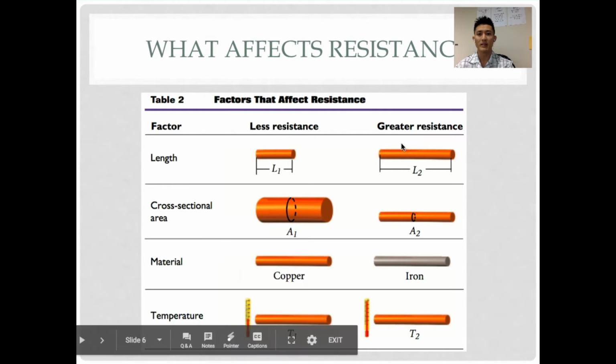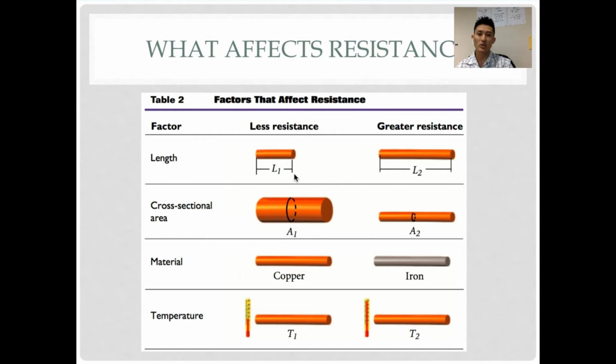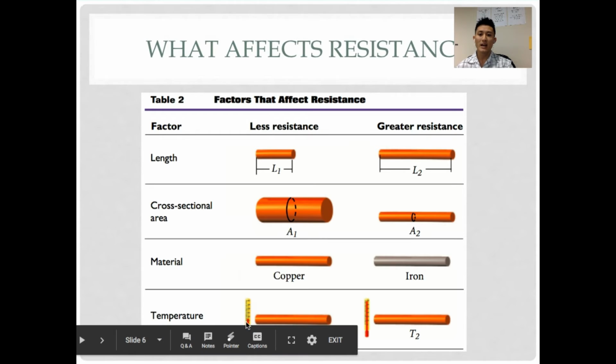And so here's a diagram that displays that better. Less resistance: how do we attain that? Short length, large cross-sectional area, made out of copper, and then at a lower temperature.